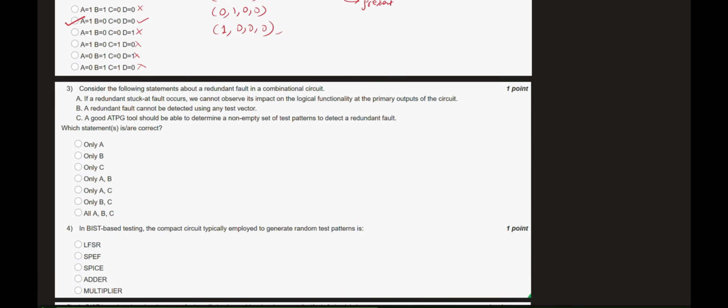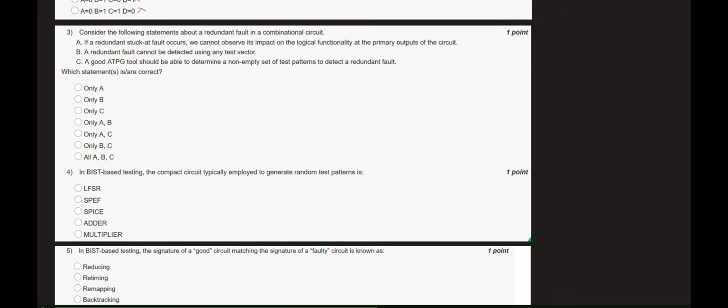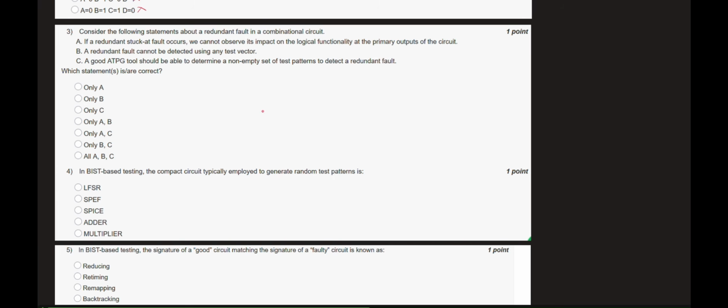Let's move on to the next question. So we have to select the correct statement here. If the redundant stuck-at fault occurs, we cannot observe its impact on the logical functionality. Yes, this is a correct statement.